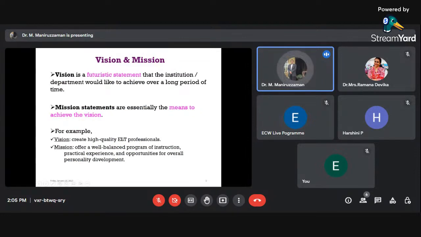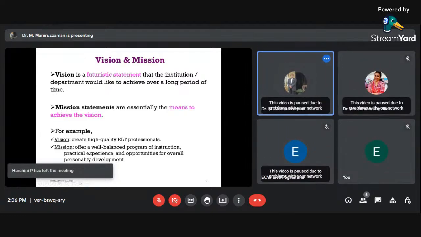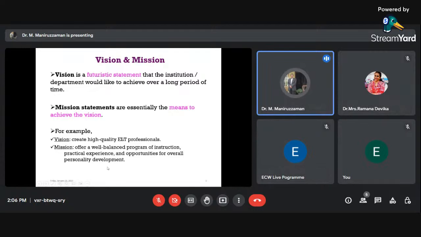The first one, for vision: create high quality ELT professionals. ELT means English language teaching professionals. And based on this vision, I've got one mission here, for example: the department offers a well-balanced program of instruction, practical experience, and opportunities for overall personality development.